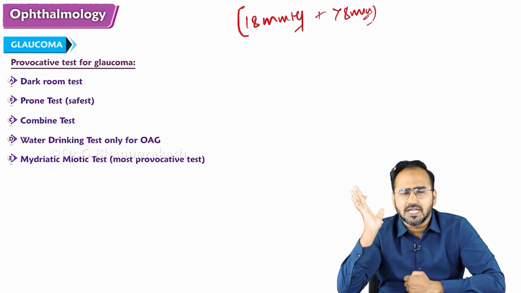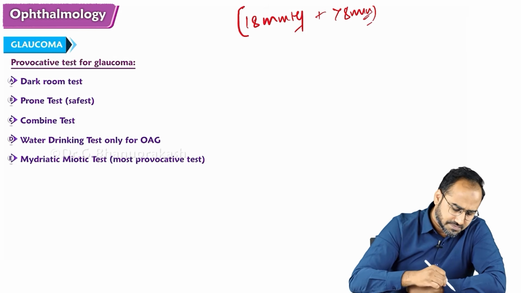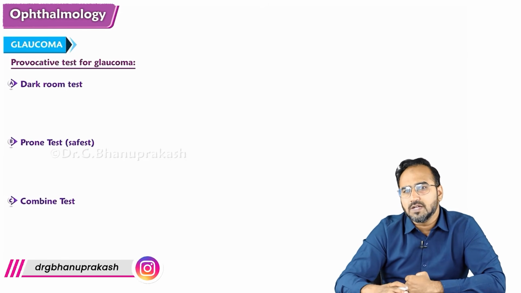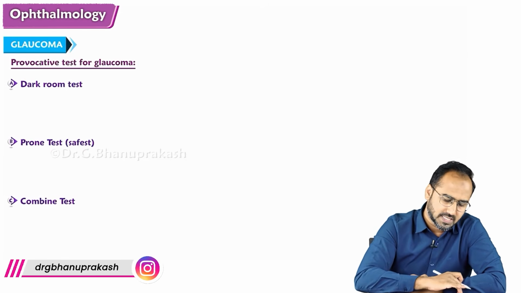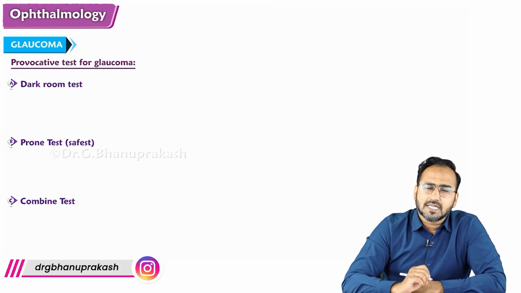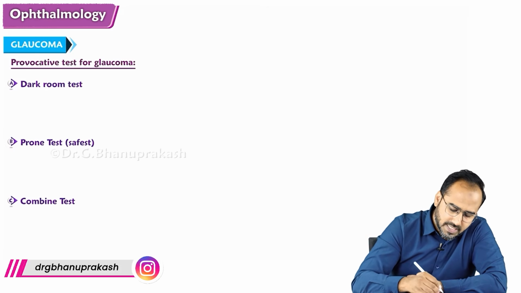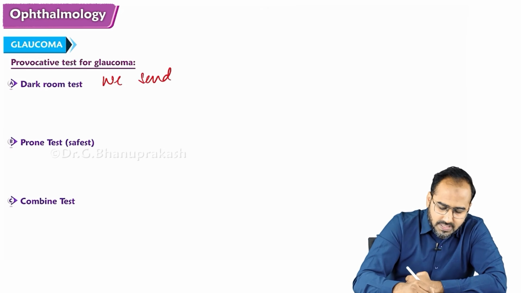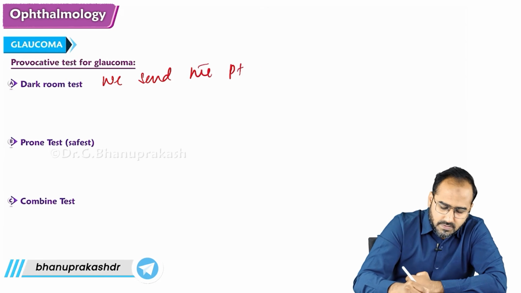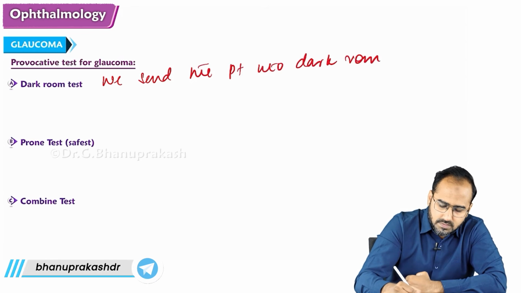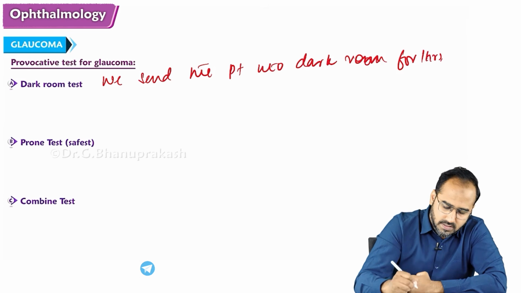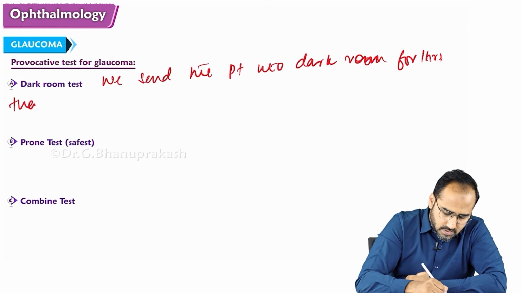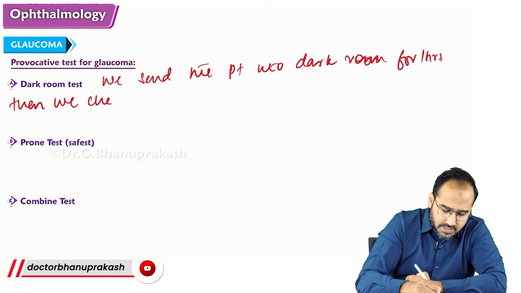The last test is the mydriatic and miotic test. First we will write about the earlier tests, then we will go to the mydriatic and miotic test. Starting with what test, guys? Dark room test. Dark room test meaning what? Just write there. We send the patient into a dark room for 1 hour. Then we check the intraocular pressure.